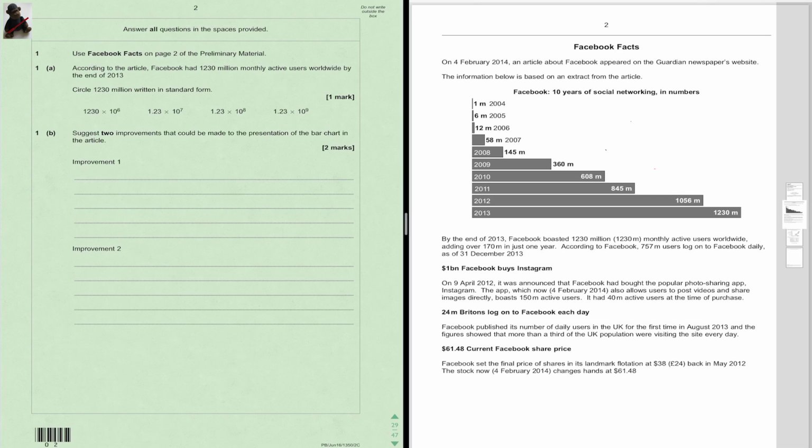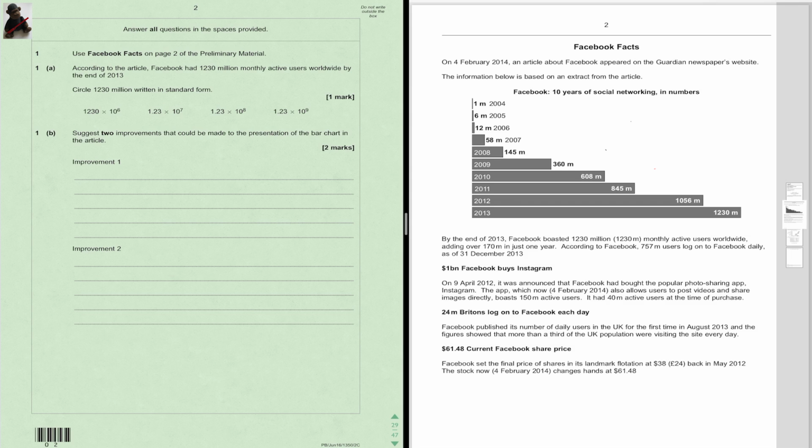AQA Core Maths Level 3 Certificate, June 2016, or Mathematical Studies, Paper 2C, Graphical Technique. Question 1. Use Facebook facts on page 2 of the preliminary material, which is on the right-hand side. According to the article, Facebook had 1,230 million monthly active users worldwide by the end of 2013. Circle 1,230 million written in standard form.